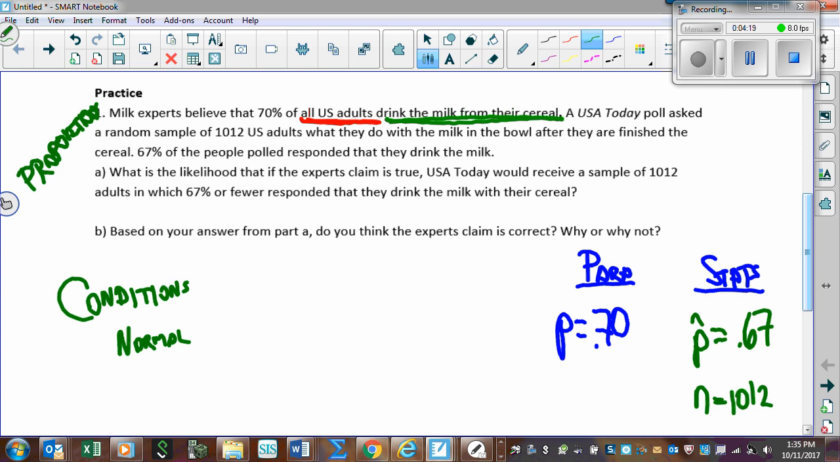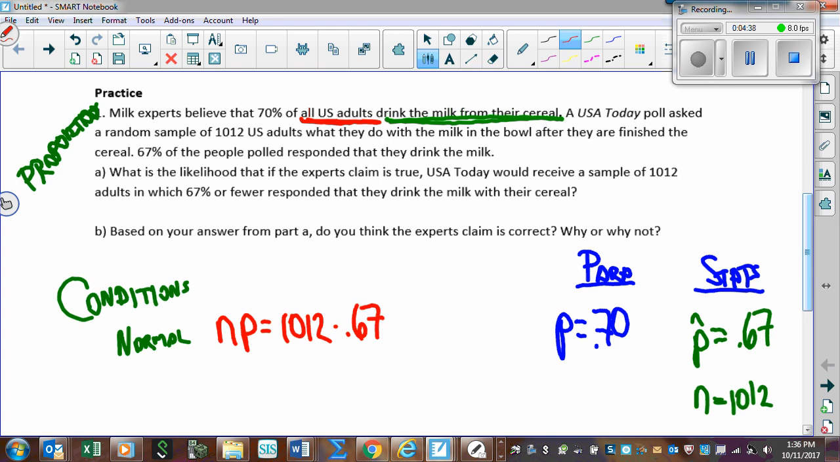So this is kind of my bank where I know to look for some things. So now, for our normality check, n times p, and so I just substitute in, n is 1,012 times 0.67.